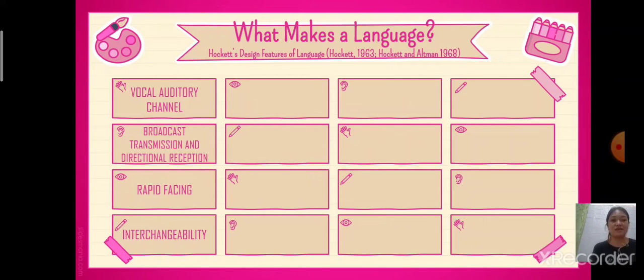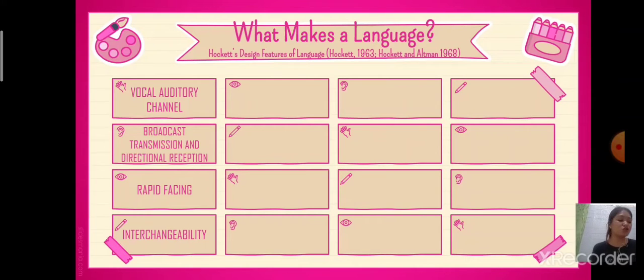Next is rapid fading, where there are some languages that we learn, but then they rapidly disappear or fade. I'm sorry, it is rapid fading, not rapid phasing. So that is what we sometimes call the forgotten language.